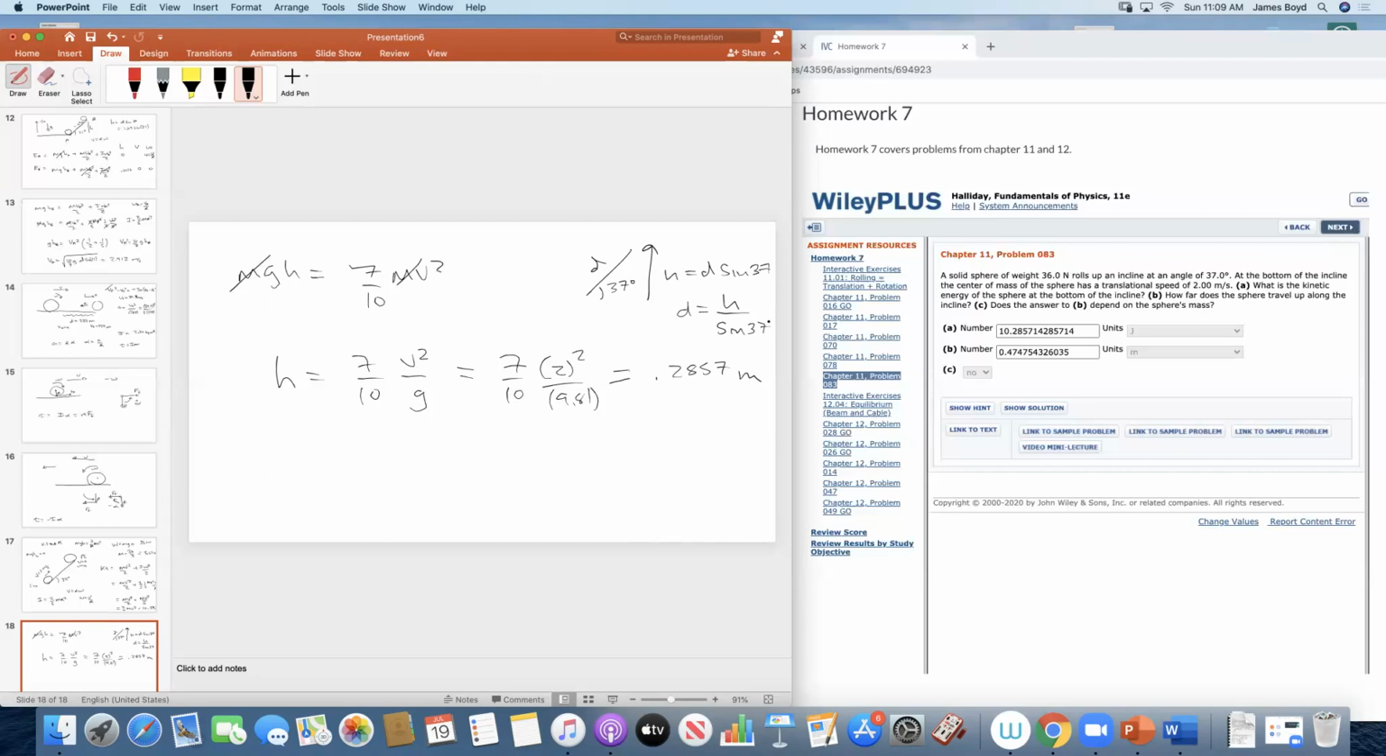It doesn't depend on the sphere's mass. It only depends on the mass distribution, which is actually what I gives you. That 7/10 is because the mass is distributed in a solid sphere equally about the axis of rotation. All well and good.